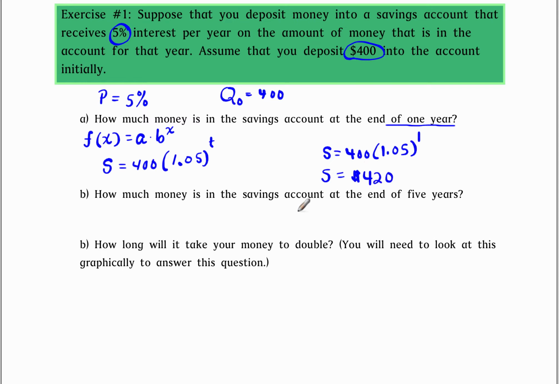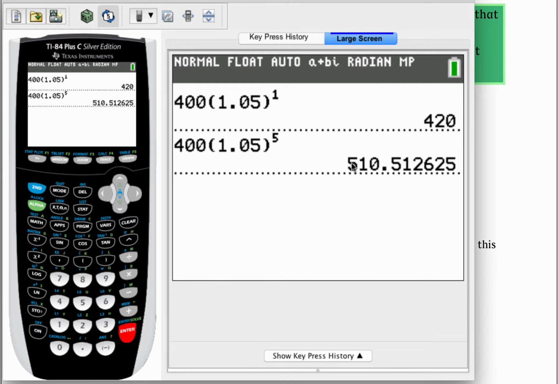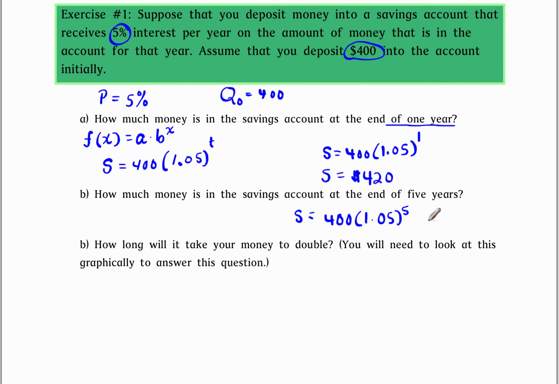And then how much at the end of 5 years? Well, I think you get what you do. 400, still growing at a rate of all your money back and 5%. Now raise it to the 5th power. So I'm going to re-grab that, and I'm just going to change that 1 to a 5. I'll have $510.51.